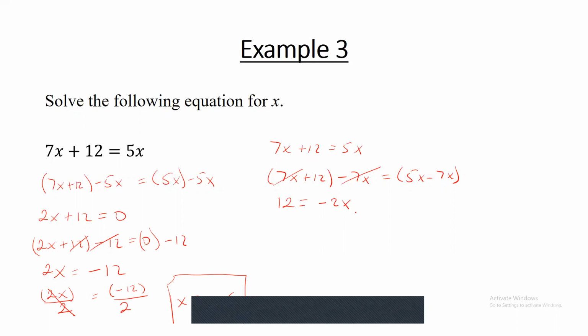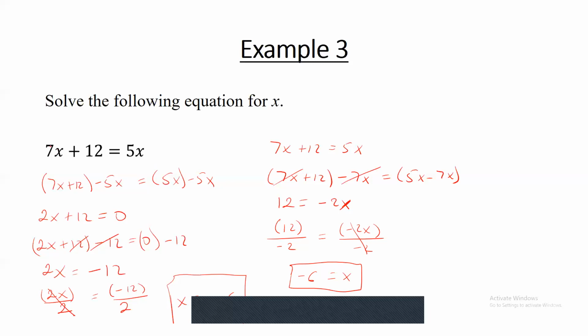Which, by the way, is what you would get on the right side if you got to the point 12 equals negative 2x and then divide by negative 2, again, to undo what's happening to x. So 12 divided by negative 2 equals negative 2x divided by negative 2. And so x equals 12 divided by negative 2, which is negative 6. Notice that you, of course, will get the same correct answer because both ways are correct. It's really up to you.